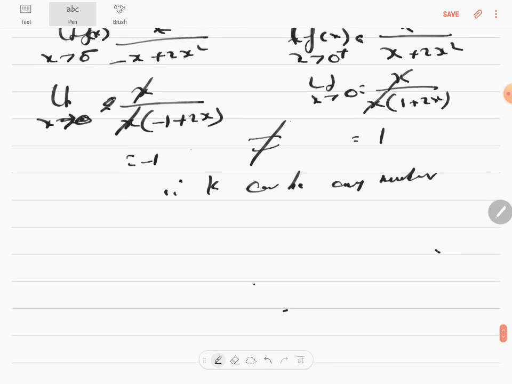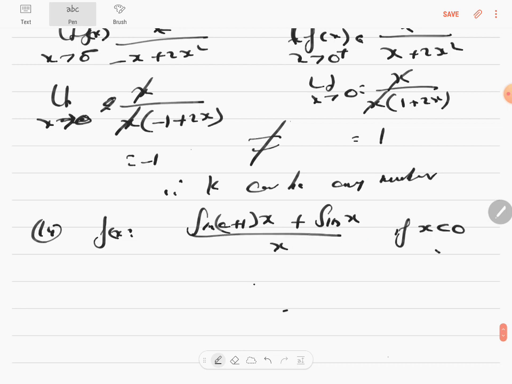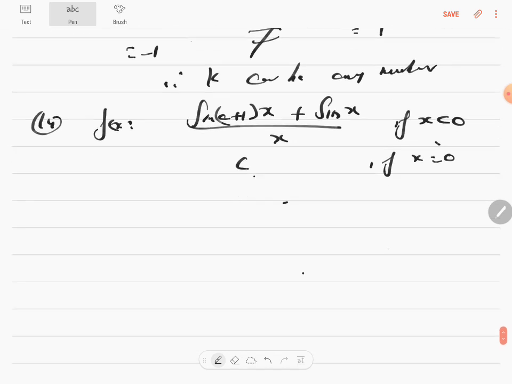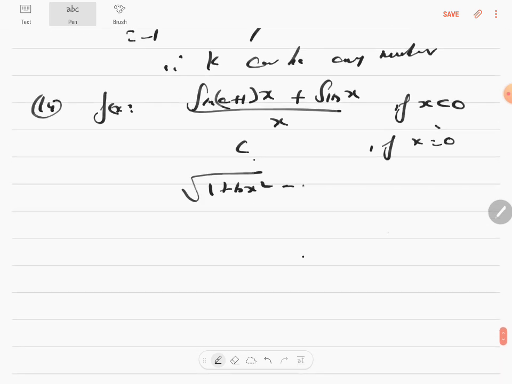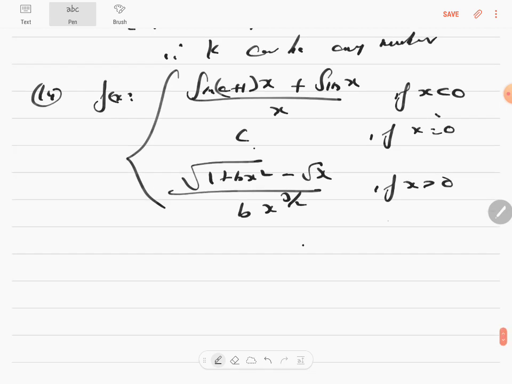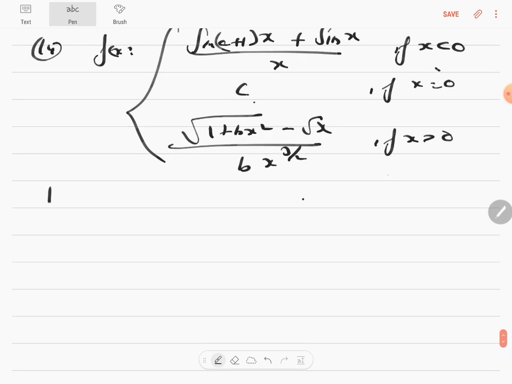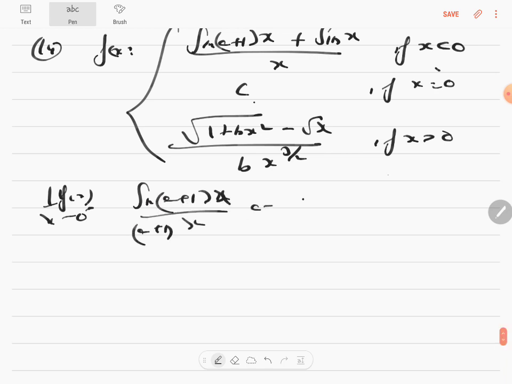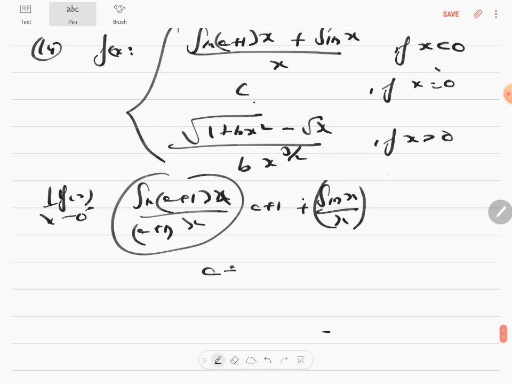Thanks for reminding. So let's go to the next question, which is the 14th question. F of x is equal to sin of (a plus 1) into x plus sin x by x if x is less than 0, and c if x is equal to 0, and root of 1 plus bx square minus root x by b into x to the power 3 by 2 if x is greater than 0. The moment you see the left hand limit, you can just do it. Limit of f of x as x tends to 0 from the left is sin of (a plus 1) into x by x into (a plus 1), which makes this one as 1, so it's a plus sin x by x itself is 1. So then it's a plus 2 is the left hand limit.